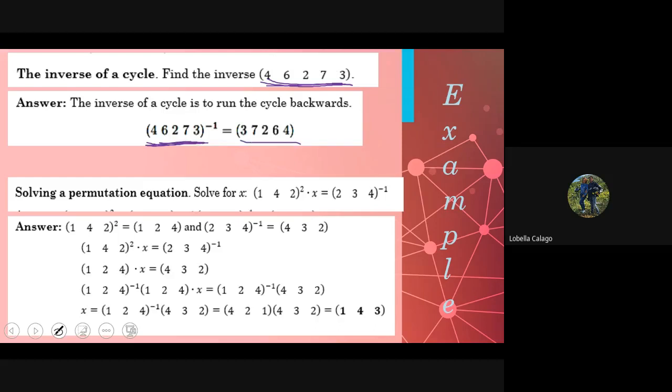So, ano nangyari? Sinabi dito, in getting the inverse of a cycle is to run the cycle backwards. So, since nag-start tayo sa 3, magpa-first tayo sa 3. So, maging 3, 7, 2, 6, 4. Ganun lang po yung pagkuha ng inverse of a cycle. Okay? Next.